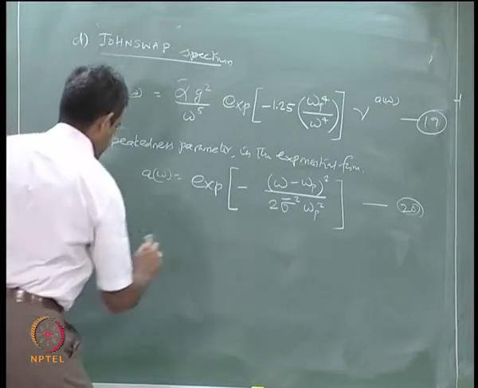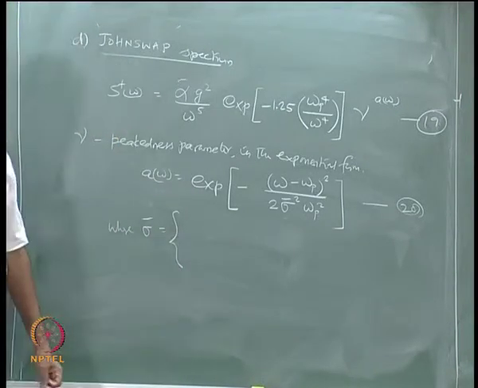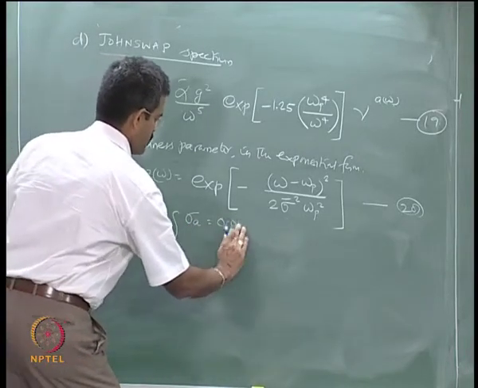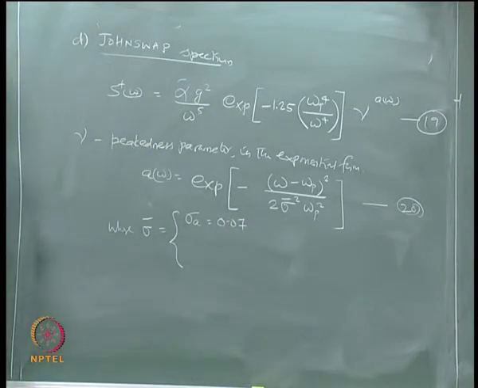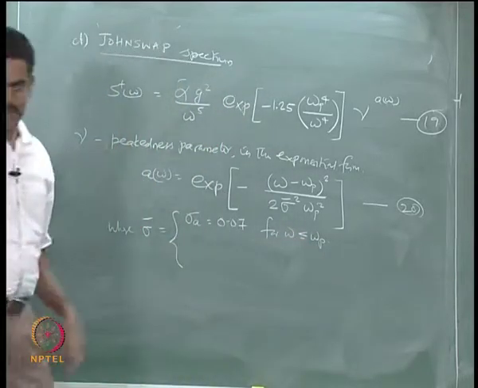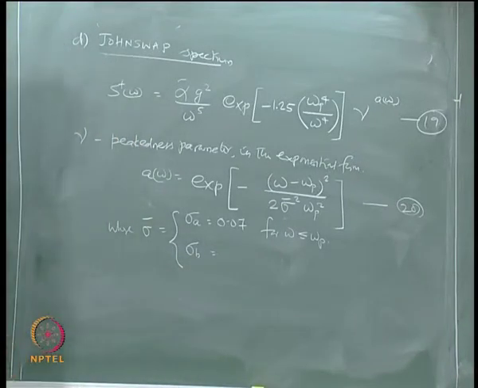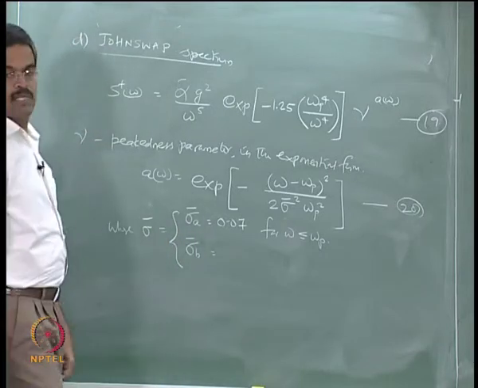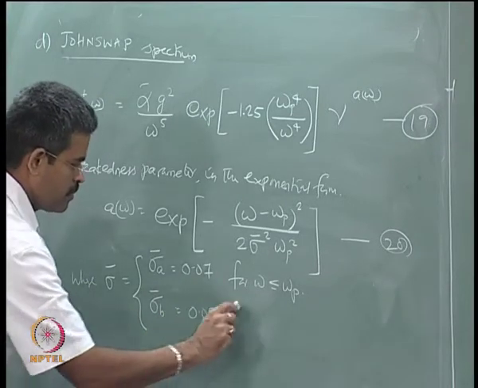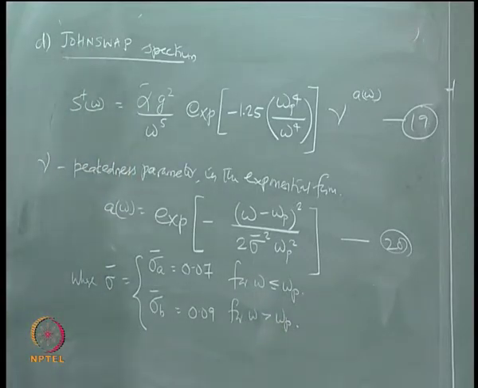where sigma bar has got two values, is nothing but equal to sigma A of 0.07 for omega less than the peak frequency, is equal to sigma B. I can put sigma bars here because that is what the literature says, sigma bar A and sigma bar B, 0.09 for omega greater than omega p. This equation is 21.